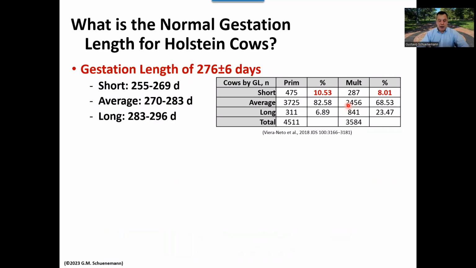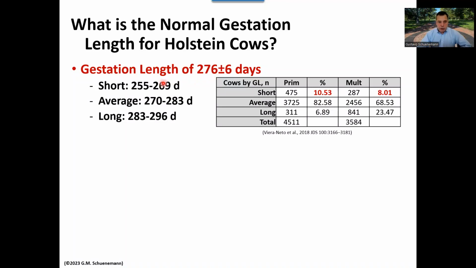And here is the reason why I monitor. These are Holstein cows in the US or worldwide Holstein cows. It changes from breed to breed, and it also changes depending on how you are selecting. Some of the beef cattle, for example, have a little longer gestation length than dairy cows. But for Holstein cows, the mean is plus or minus 6 days, based on the most current data.